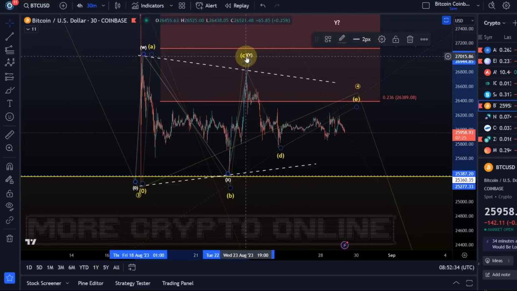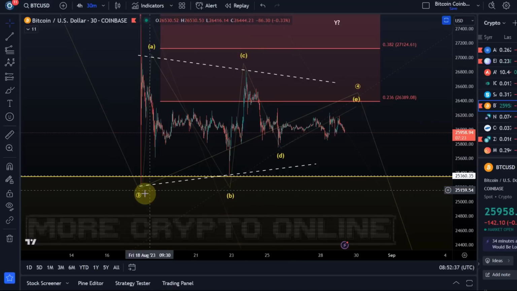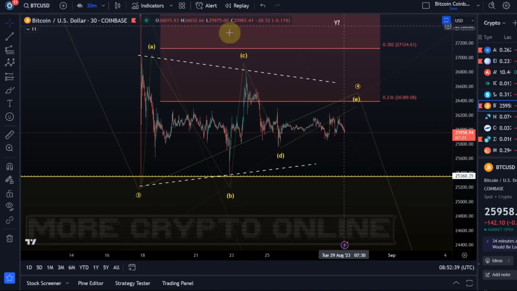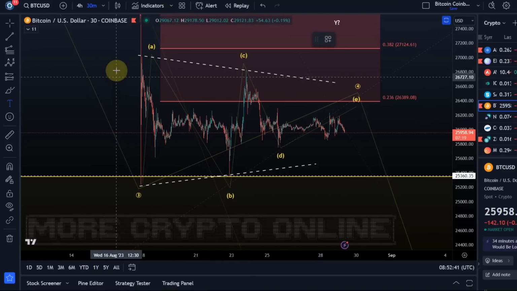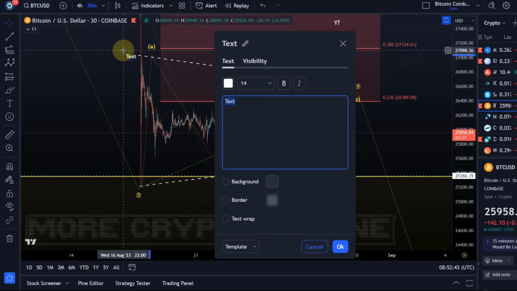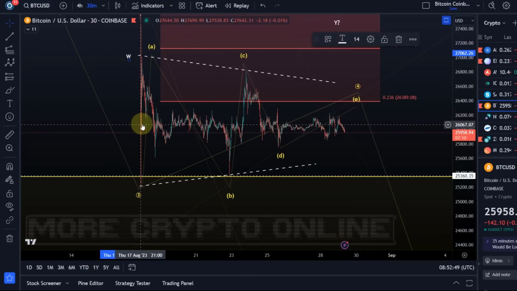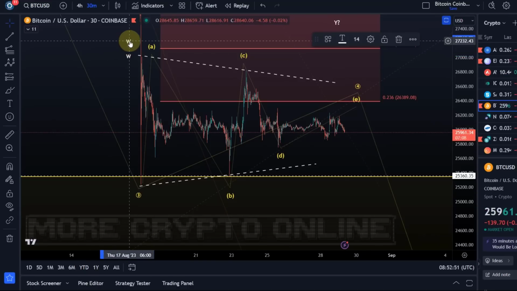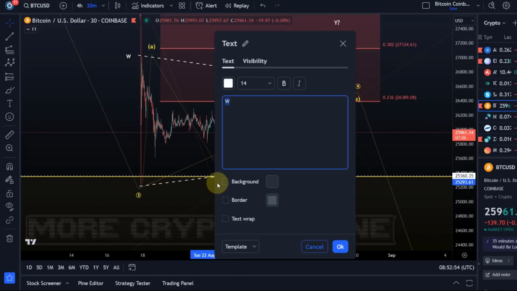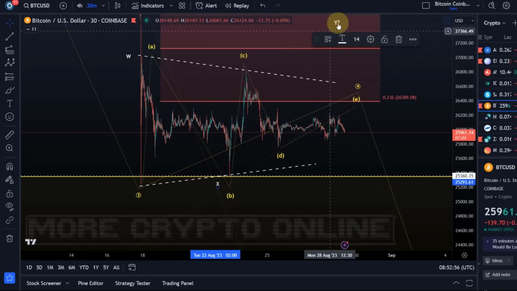I take the one off here, but it is possible that this was a wave WXY. That's possible. So that would not be a triangle actually, but it's a possibility. I just have to point it out because what happens if the triangle is invalidated to the upside? Then I would have to assume that this actually is a WXY structure, okay, with the Y wave up here.